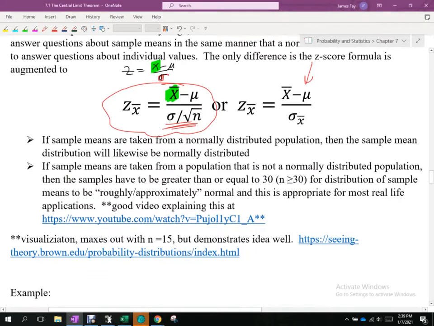If sample means are taken from a population that is not normal, or a population that you don't know about, and you have no information about whether it's normal or not, then what you want to do is make sure that your n value, your lowercase n, your sample size for each sample, is greater than or equal to 30. That's a rule. I'm going to call that a rule of thumb or a guideline because it can sometimes be broken. But for our purposes in introductory statistics, we want n to be greater than or equal to 30.